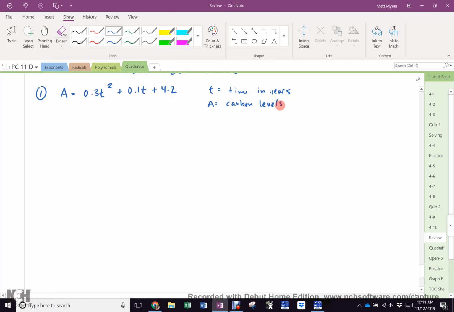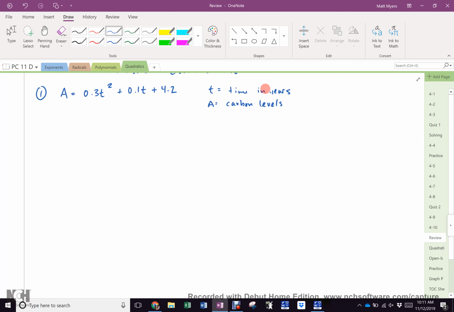Now, because I have T and I have an A, this model will tell me two pieces of information, won't it? If I tell you that I'm going to measure the carbon level in 10 years, can you tell me what it will be? Yes, what would you do to tell me? You could graph it, but I'm telling you it is in 10 years. Plug 10 in for T.